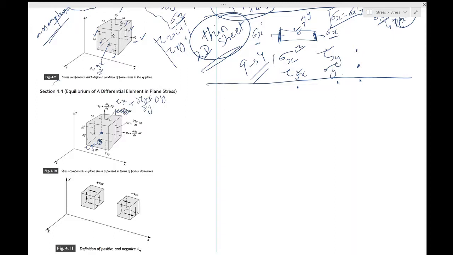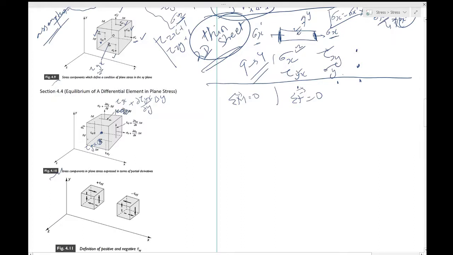Okay, so you now require this element which you see in this figure 4.10. The element which you see must satisfy the equilibrium conditions. And what are those equilibrium conditions? Sigma m is equal to 0 and sigma f is equal to 0.